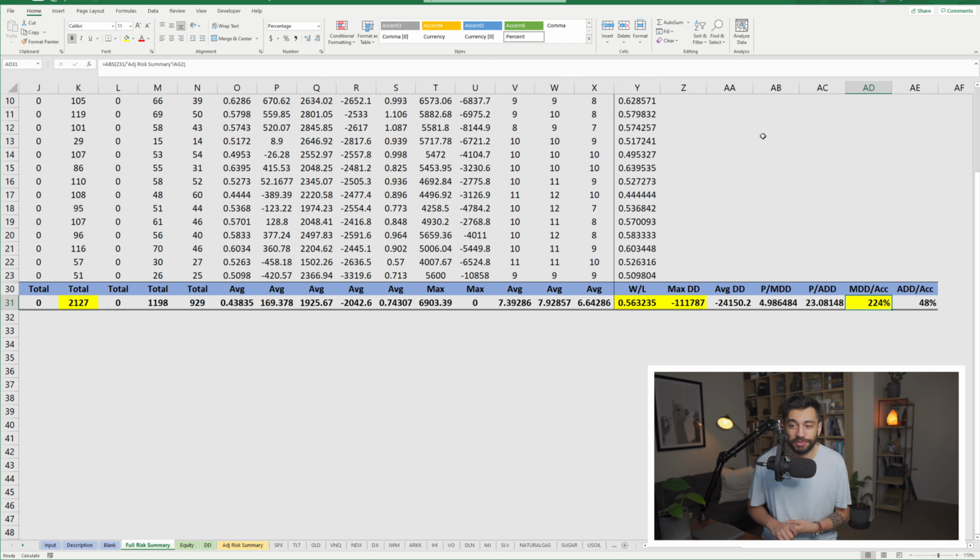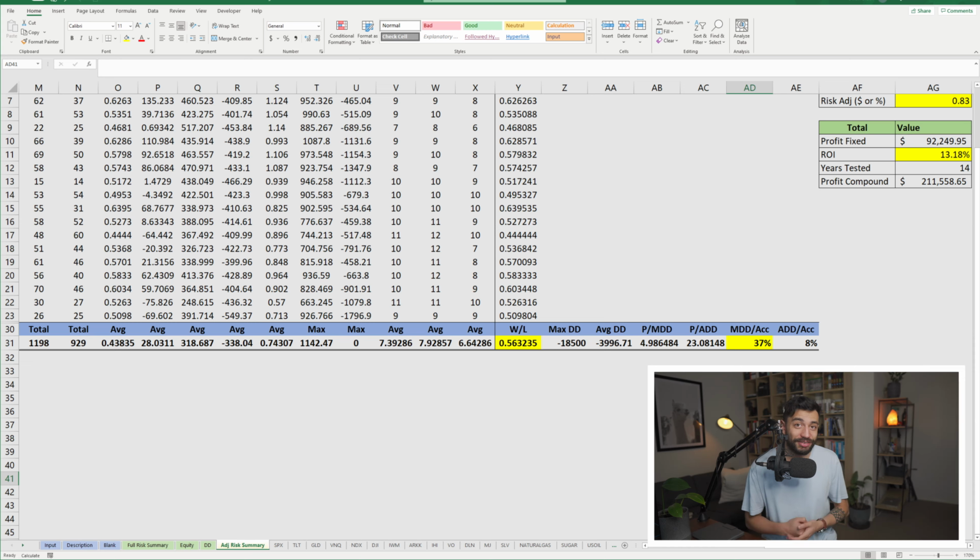So if you recall before, we went from about a 200% maximum drawdown to 130% maximum drawdown when we incorporated that new rule. We've now gone back up to 224% maximum drawdown, even with that third rule, when incorporating shorts as well. So this is now our adjusted risk parameters based on a 37% drawdown requirement. We can see here that our win-loss ratio has gone down. It was about 60%. It's now gone down to 56%.